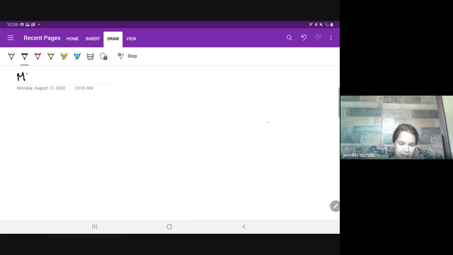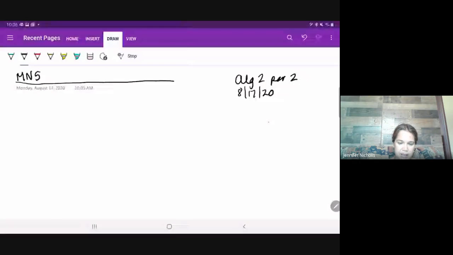Okay, this is algebra 2, period 2. You guys don't have to write that part out. It's actually 8/17. If you're on lined paper, you probably want to put the date. And this is solving 3x3 systems.